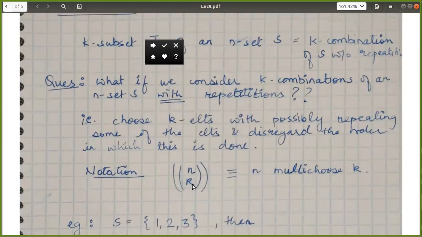All right. So if I take S to be the set 1, 2, 3, can you tell me 3 multi-choose 2 for this? Write down quickly in your copies. Nine. No. Won't we be having 1 1, 1 2, 1 3, 2 1, 2 2, 2 3 and 3 1, 3 2, 3 3? 3 multi-choose 2. 10. Not 3 multi-choose 3. 3 multi-choose 2. The answer is 10.